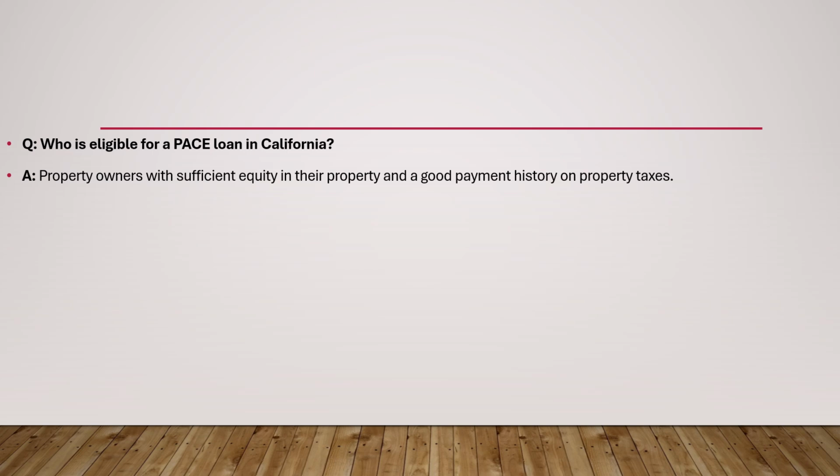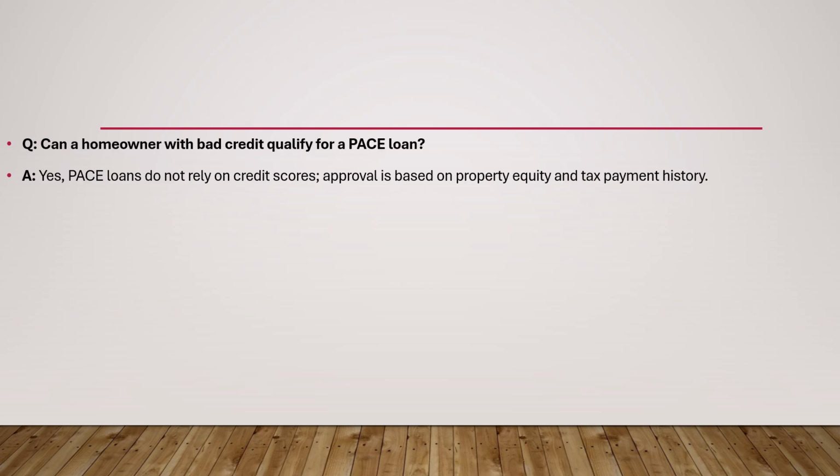Who is eligible for a PACE loan in California? Property owners with sufficient equity in their property and a good payment history on property taxes. Can a homeowner with bad credit qualify for a PACE loan? Yes. PACE loans do not rely on credit scores. Approval is based on property equity and tax payment history.